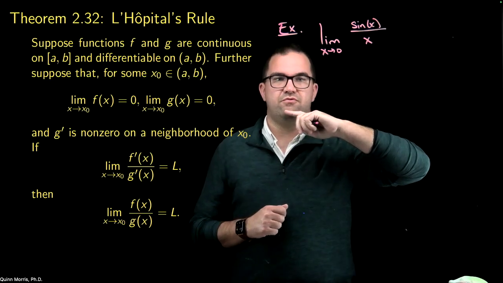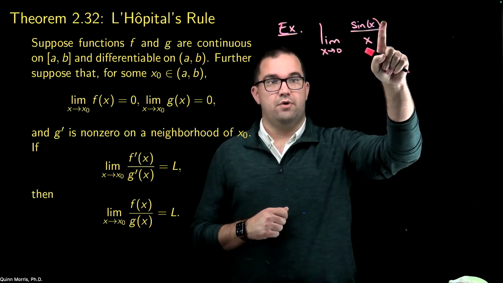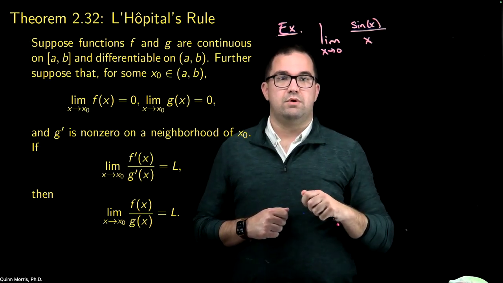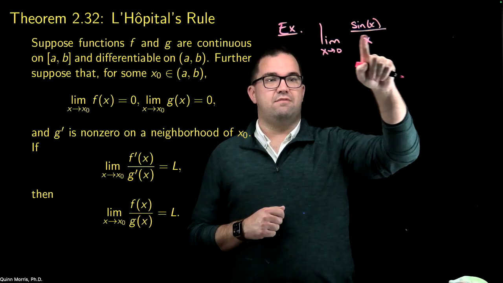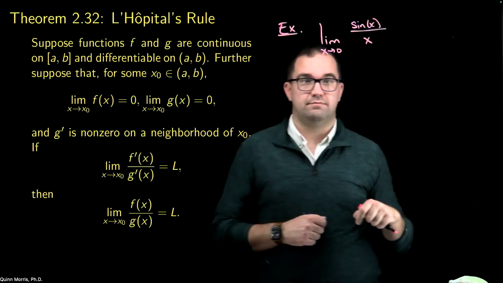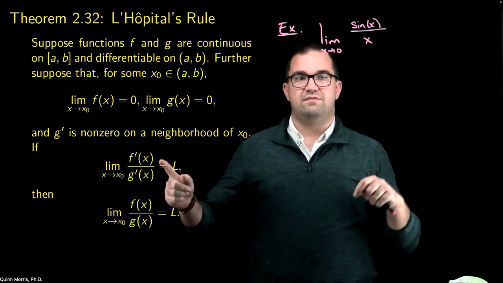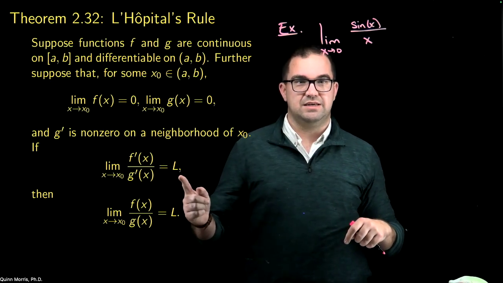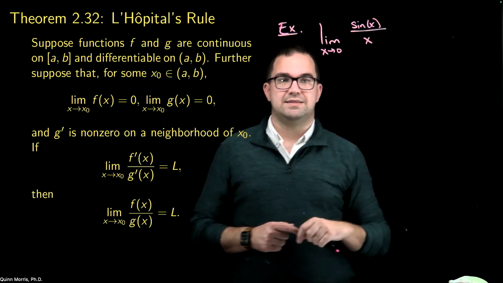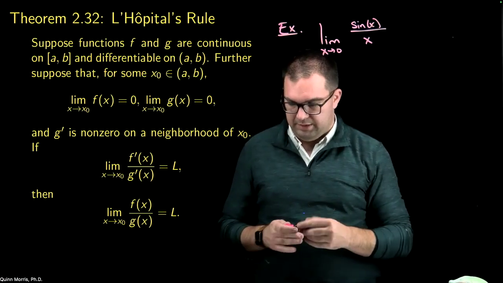Further, we'll suppose that our x naught is 0, and notice that the limit of the top is 0, and the limit of the bottom as x goes to 0 is 0. And if I look at the derivative of this, the derivative of the bottom is just 1, so it's non-zero on a neighborhood of x naught. Now what this says is if the limit of the derivative of the top over the derivative of the bottom exists and is equal to some number, then the limit of the original function must be equal to that same number.